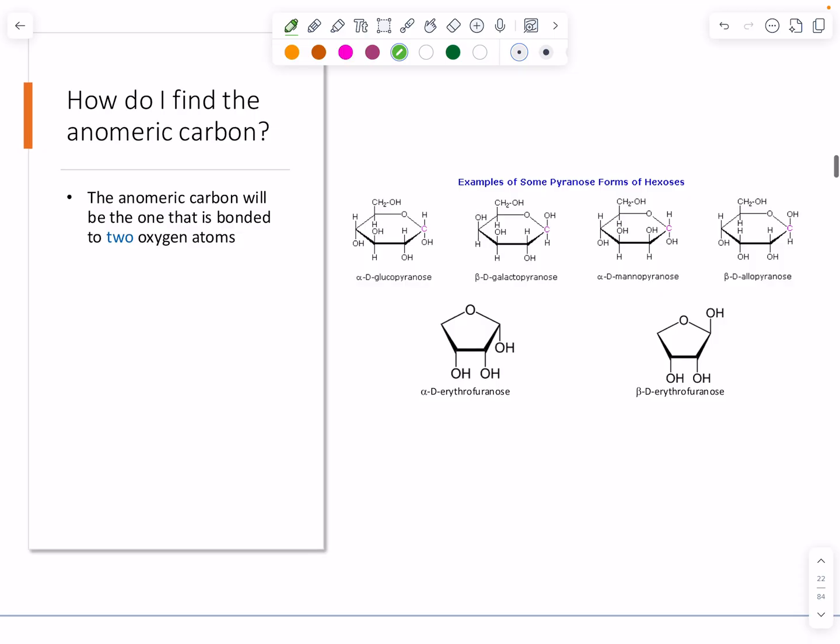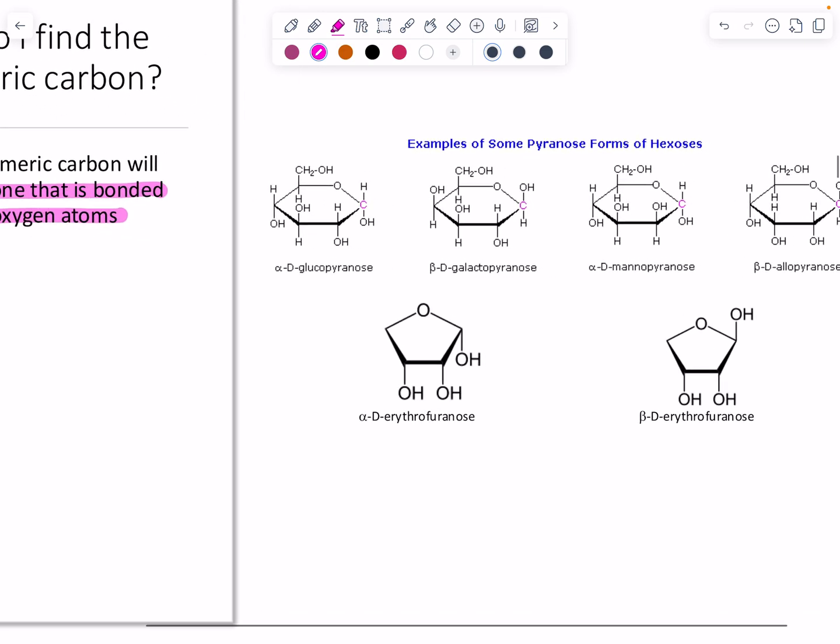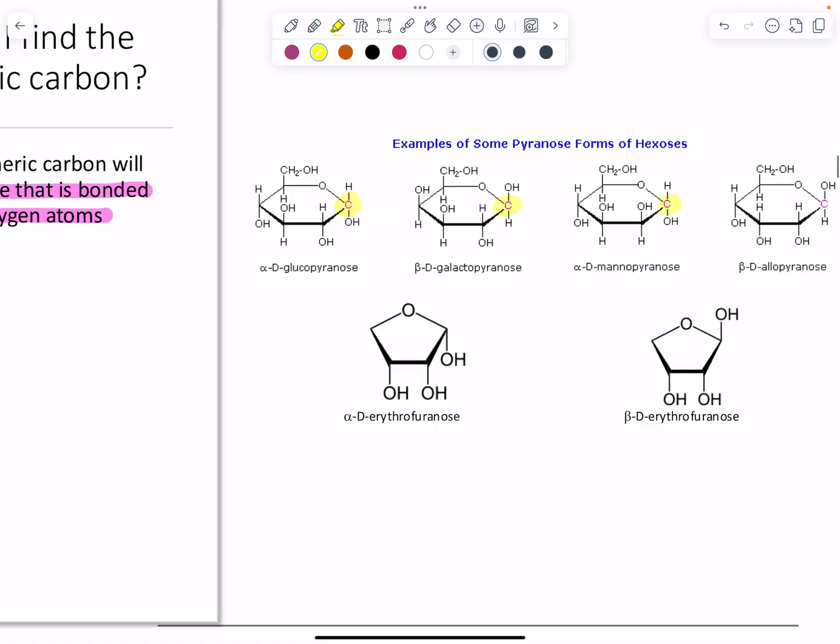All right, so a couple things. How do I find the anomeric carbon? And how do I know if I'm looking at a D or an L sugar if it's in its cyclic form? So let's talk first about how I find the anomeric carbon. And it's actually pretty easy to find your anomeric carbon. It's going to be the one that is bonded to 2 oxygen atoms. So here we have some pyranose forms of hexoses and our anomeric carbons. I'm going to change the color of my highlighter because it won't show up if I use the pink on the pink. So here is my anomeric carbon.